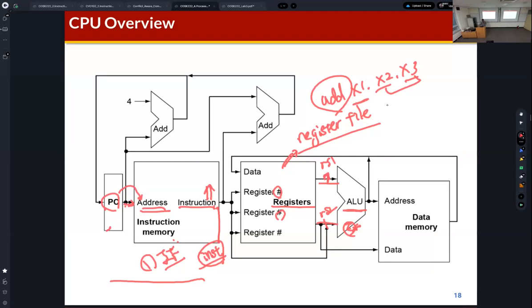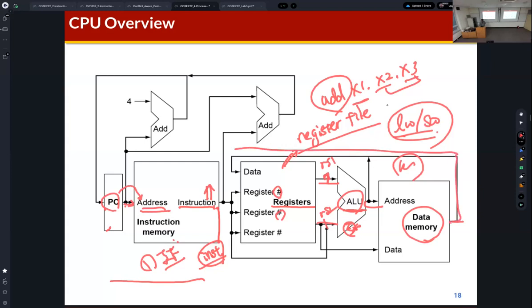But for the load instruction or store instruction, we need to access the memory. Actually, we can generate the address of load word or store word using the ALU. I will explain later. Then the calculated address is given to data memory. For the load word instruction, if the address is given, then we can read the target data, right? Then the target data is also stored in the register file.